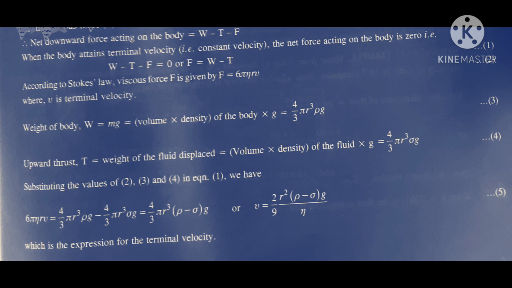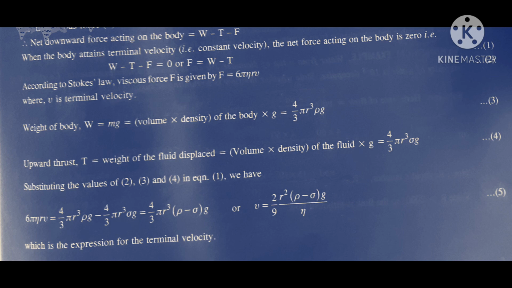Therefore, the weight of the body, W equals m g, which equals volume multiplied by density of the body multiplied by acceleration due to gravity. Volume of the sphere is 4 upon 3 pi r cube, so W equals 4 upon 3 pi r cube rho g. This is equation number 3. Now, upward thrust T equals the weight of the fluid displaced, which equals volume multiplied by density of the fluid multiplied by acceleration due to gravity, that is 4 upon 3 pi r cube sigma g.